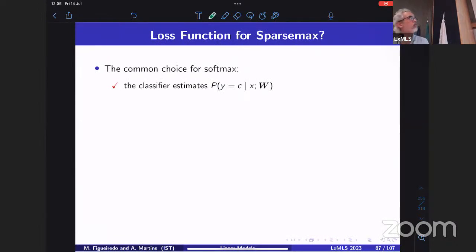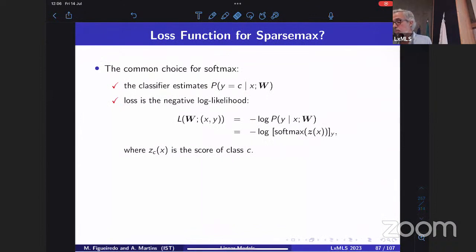What about loss functions? How do we train a model when the last layer is not softmax but sparse max? Remember how we did it for logistic loss. The classifier estimates the class probability. We compute minus the log of the probability, which is minus log of the softmax computed for that class, and then when we write the softmax in its form and expand, we get the loss. But the key thing is that we have this minus log here so that we can add the terms for each point.